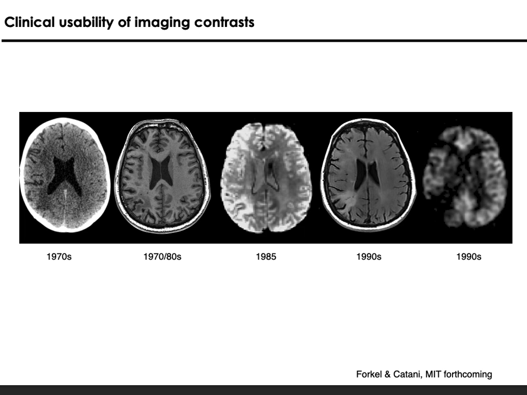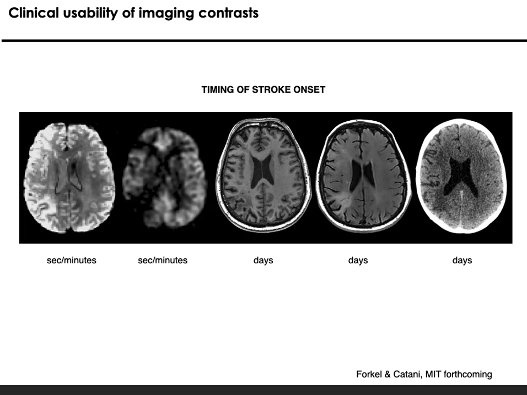Now, if you reshuffle those images again, this time based on their sensitivity to identify the onset of a stroke, an occlusion of a brain vessel, we see that now the diffusion and the perfusion images are leading because they can identify the presence of a stroke within seconds and minutes of the occlusion, whereby the structural MRI scans and the CT scan can even take up to days to identify the lesion.